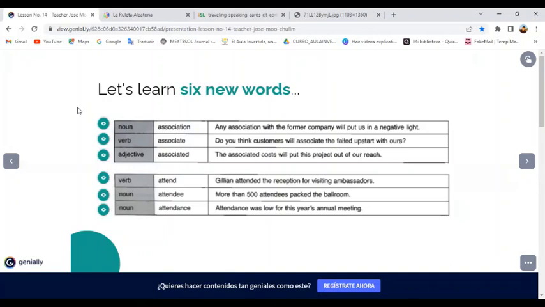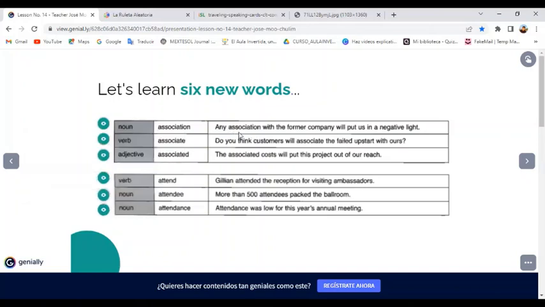Okay, so in the previous class, we didn't have chance to learn these six new words, but today we're gonna review them briefly. Here we have six words, and the first one is association. Do you know this word, or do you know what it means? It's like a group of people.